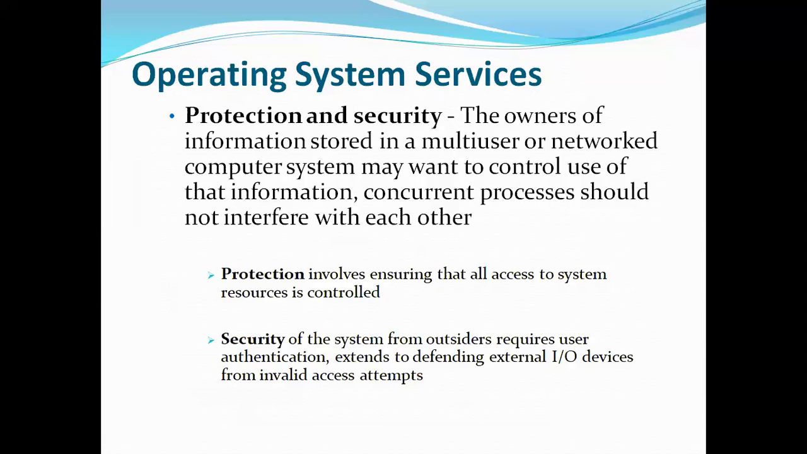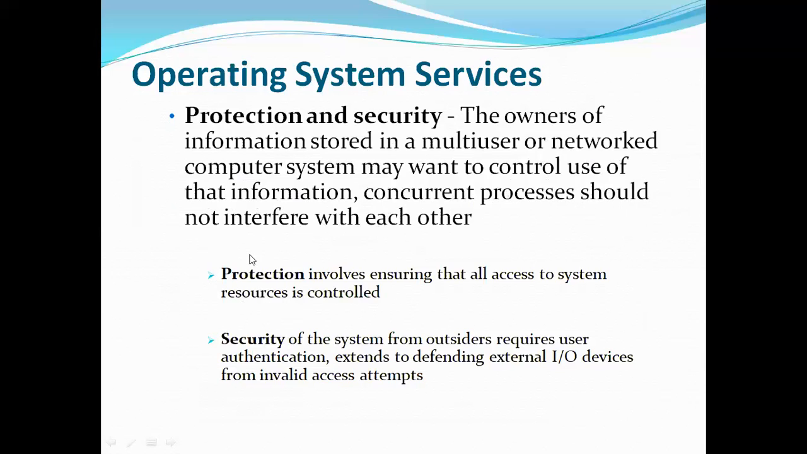It even provides the support for protection and security. Why? If you're working in a networked area, that is in a network, and you have any important data, for securing your data you can take the help of the operating system, where it will provide the protection. Now let's see the definition. The owners of information stored in a multi-user or network computer system may want to control the use of that information. Concurrent processes should not interfere with each other.